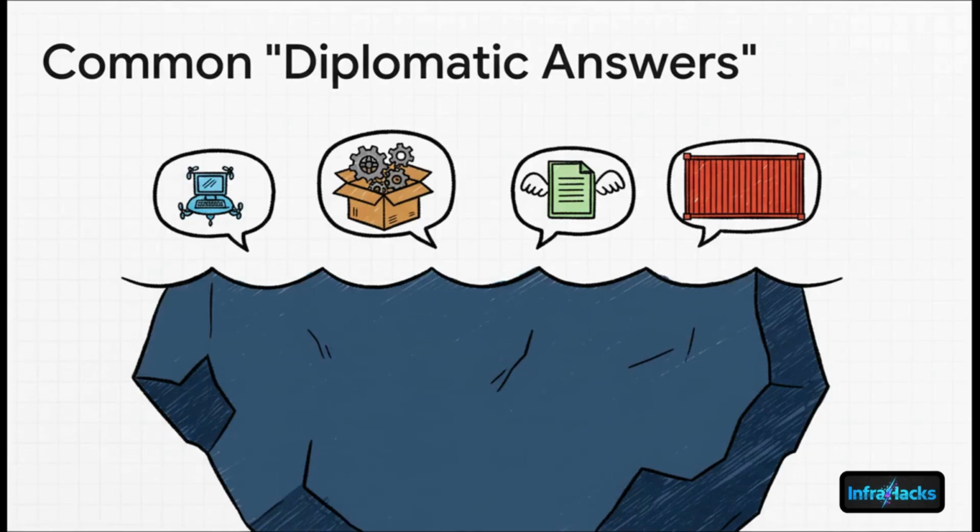Yeah, these are what I like to call the diplomatic answers. And I mean, they're not really wrong, are they? They talk about all the great stuff, like making apps portable or bundling up dependencies. But it's kind of like describing an iceberg by only talking about the tiny bit you can see above the water. They tell you what containers do, but not what they are. They describe the effect, not the cause.